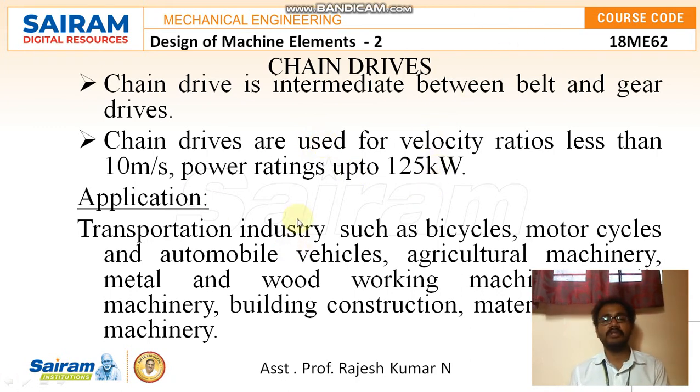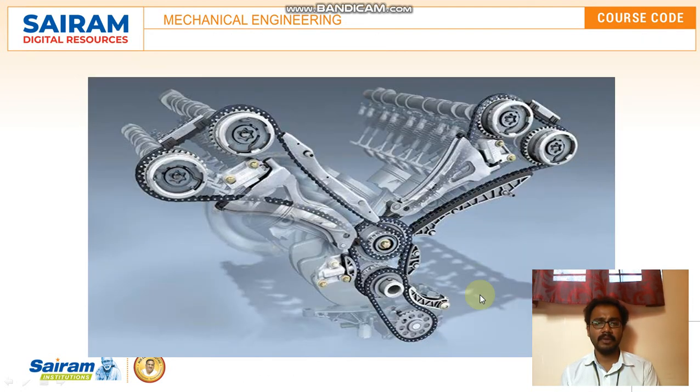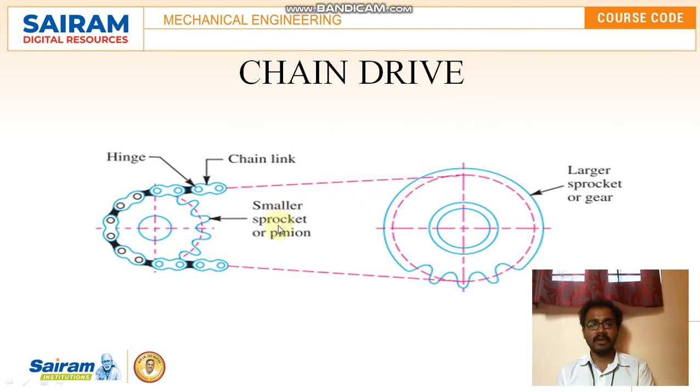And the applications of chain drives are transportation industries such as bicycles, motorcycles, and automobile vehicles, and also agricultural machineries, metal and woodworking machines, textile machineries, building constructions, and material handling machinery. So all these are the applications. We can see one example of a chain drive, and this is how a chain drive looks.